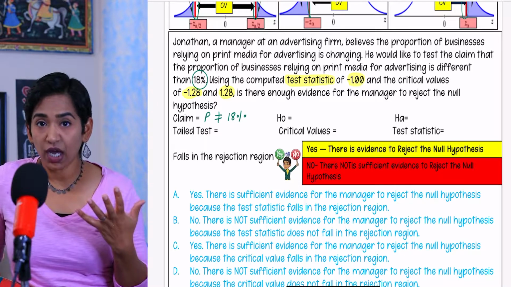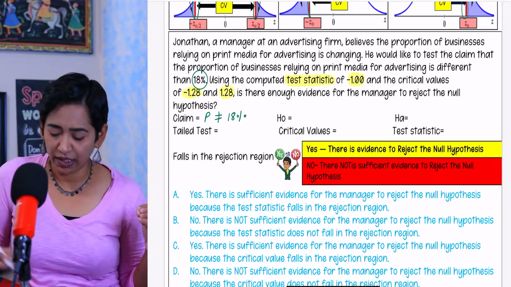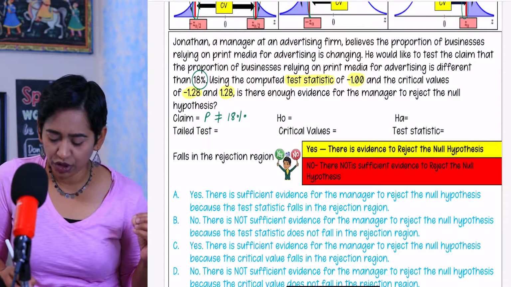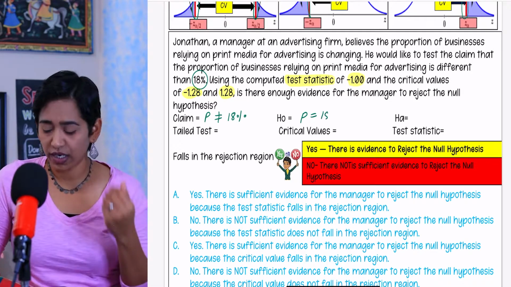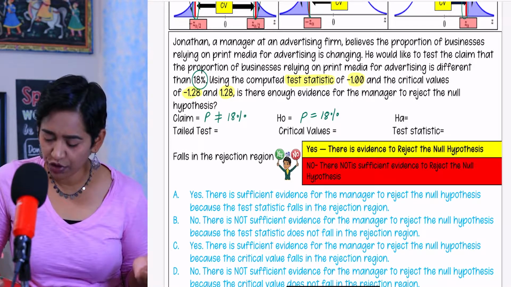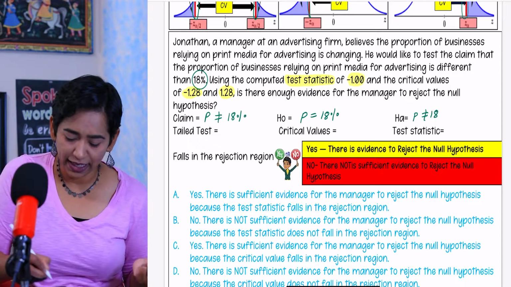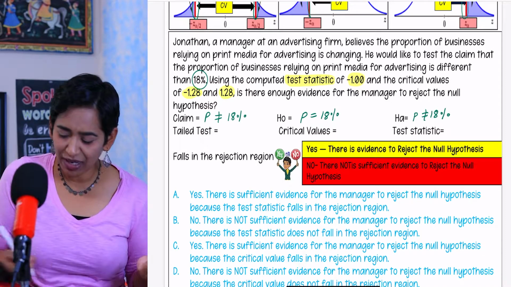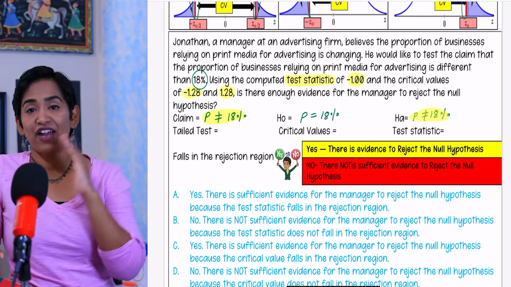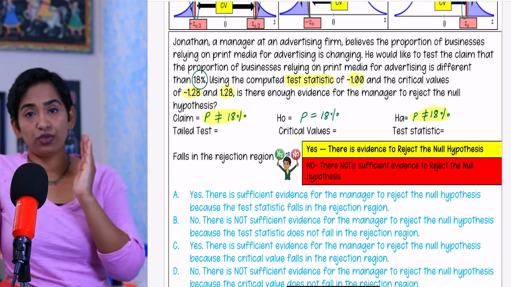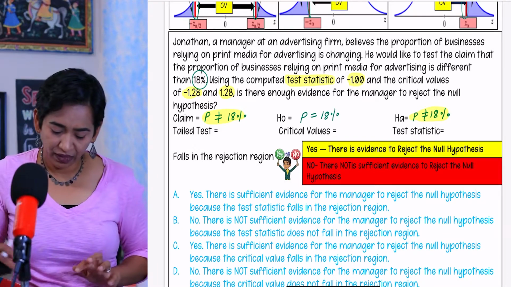What is my H naught? H naught is proportion equal to 18%. Always write down your HA: proportion not equal to 18%. This is what he claimed, and my claim is my HA. Do you see that? For H naught, you don't have to think. It's always equal to, equal to, equal to.